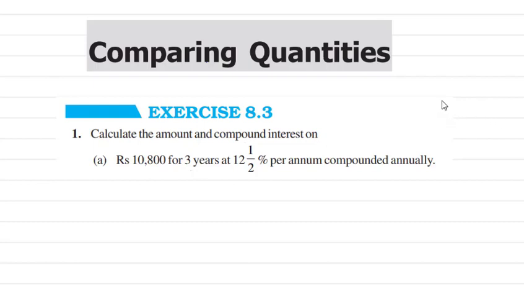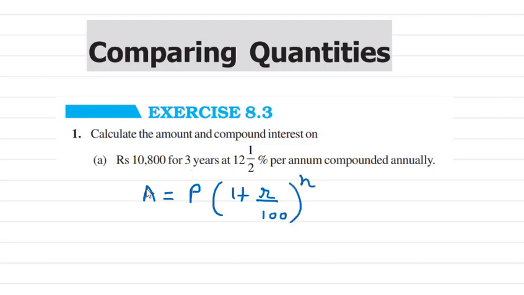Here I've taken a few questions from exercise 8.3. So this is the first question. Calculate the amount and compound interest on rupees 10,800 for 3 years at the rate of 12 whole 1/2% per annum compounded annually. So you know the formula for finding the compound interest. That formula is A equals P into (1 plus R by 100) to the power n.